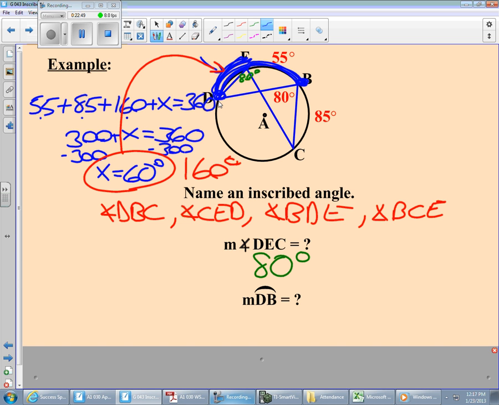Okay. So now, based on this new information, can you now tell me what the measurement of arc DB is? Exactly. You add 60 and 55, and that's it, 115. Somebody got it.